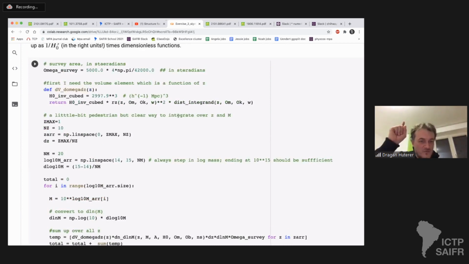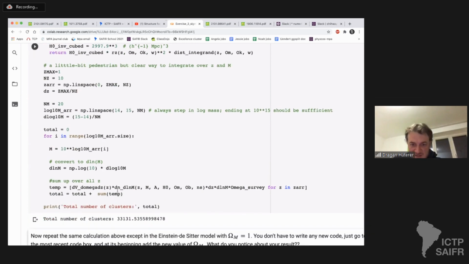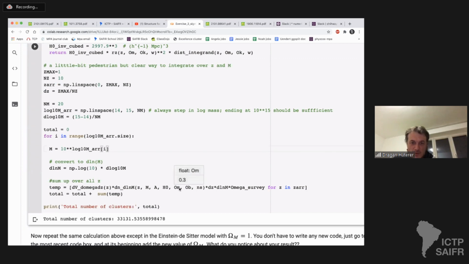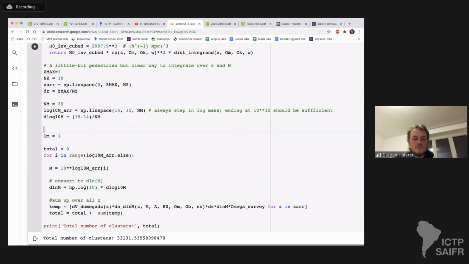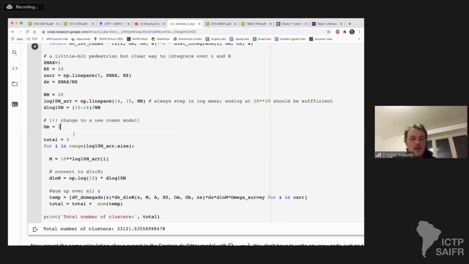I don't need to go back and fix it because everything above this is a function, right? So this is calling mass function, which is calling sigma, which is calling P of K, but they're just one thing calling another. They are obeying the command of what omega matter I plug in. So all I need to do here is say omega matter is 1. That's the only change to a new cosmological model. It's still going to remain flat because I have upstairs that omega curvature is 0. So it'll know that it's still flat, but omega matter is 1. It's just going to call this, and I'm going to run it again.